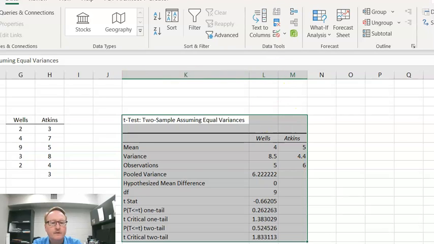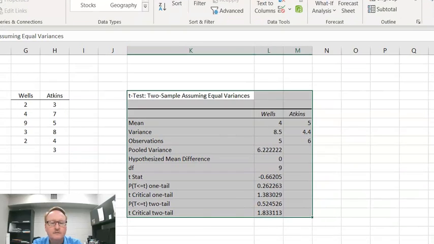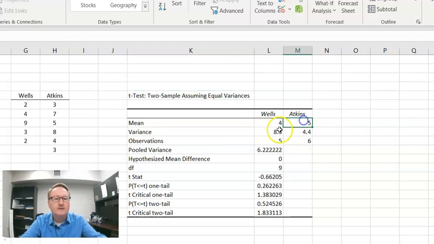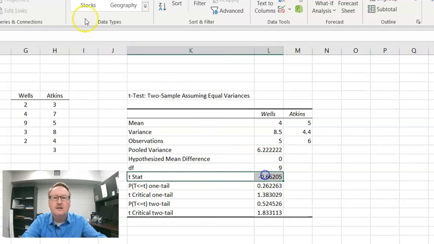Okay. And what am I looking for here? There's the means, variances. Now, again, you can see, is there a difference between 4 and 5? Not really, right? But how do we know that there's no statistical difference? What you're going to be asked: mean, variance, the N observations, pooled variance. That number is going to be asked. Here's your T statistic.